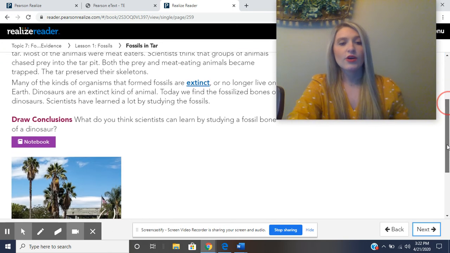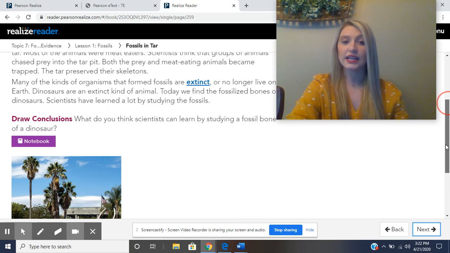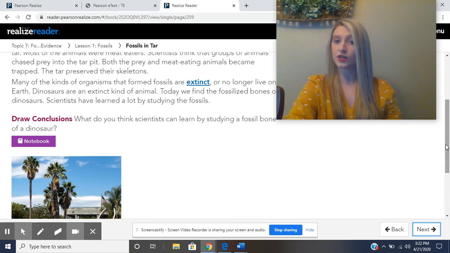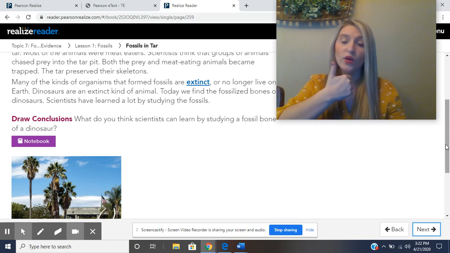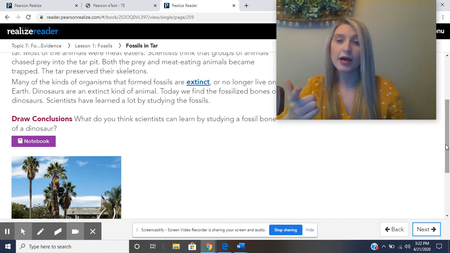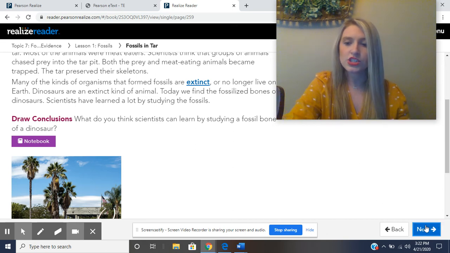All right. So our question here says, what do you think scientists can learn by studying a fossil bone of a dinosaur? Well, by studying the fossil bones, we know how big it was. We could even know what kind of food it ate by the types of bones that it had. And then let's move on to our lesson review questions.